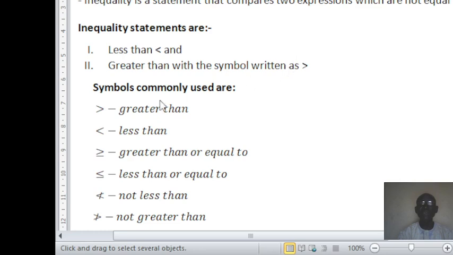So some of the symbols commonly used are greater than, and like I said earlier, this one as your less than. We have the next one, which is greater than or equal to. The next one is less than or equal to.